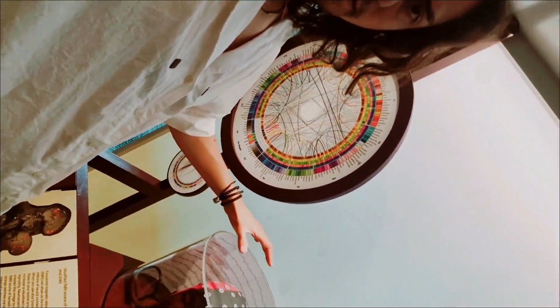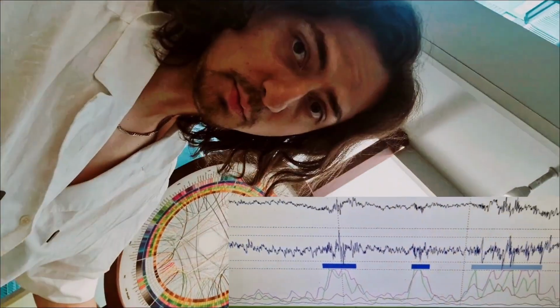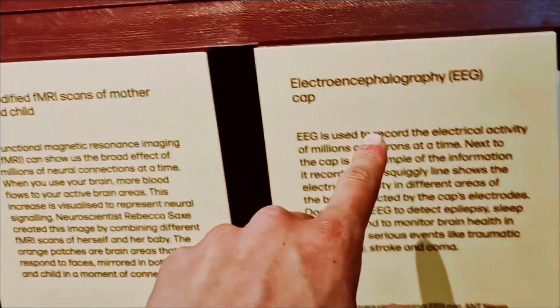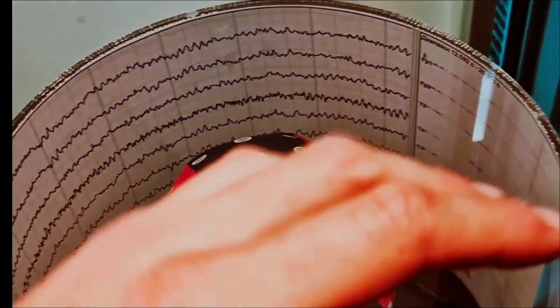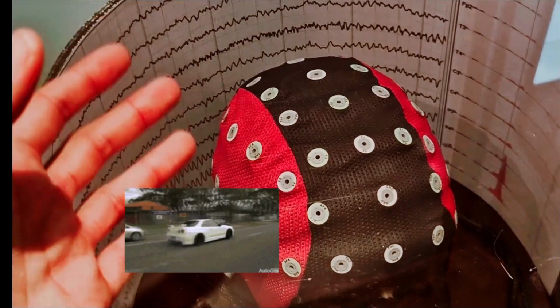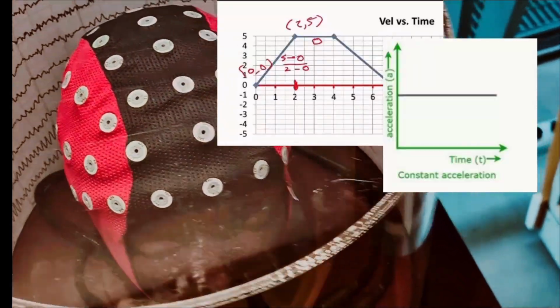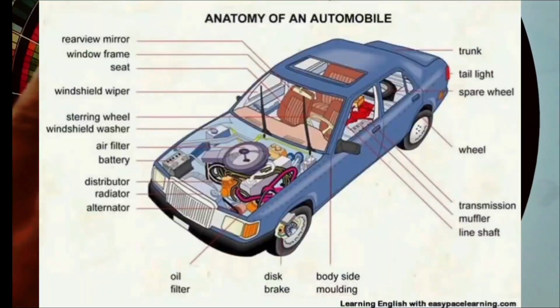So when we're measuring the squiggly lines with EEG, electroencephalograph cap, we are measuring the overall activity of the car, the velocity and the acceleration. We're not looking at the individual parts of the car.